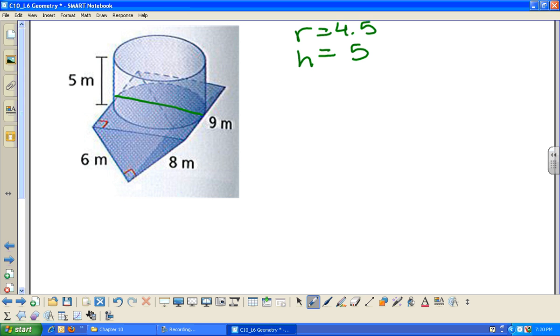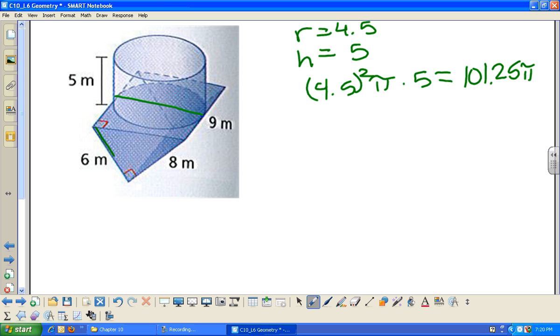So my volume will be my radius squared times pi. That's the area of a circle times my height, which would be equal to 101.25 pi.